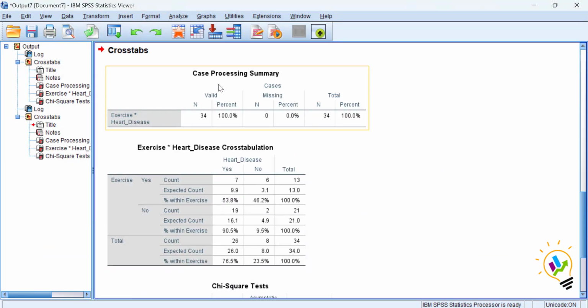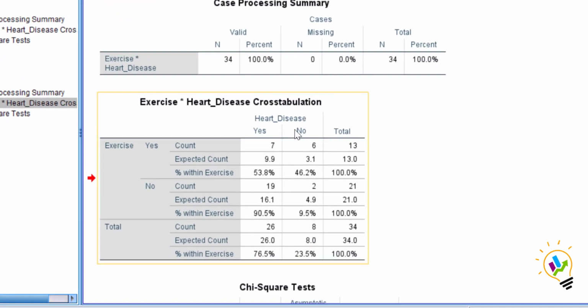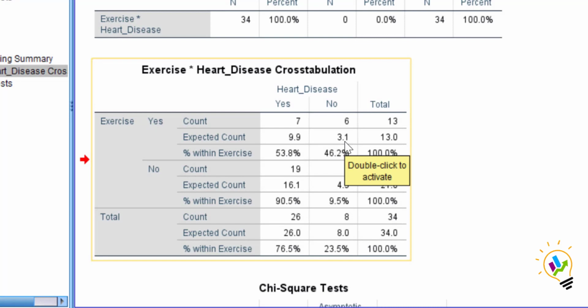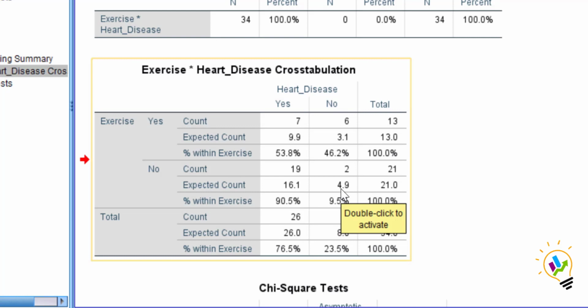Now you can see the output, the case processing summary. The total sample is 34. Now in this exercise and heart cross tabulation, you can see for expected count here you have 3.1. 3.1 means it is less than 5. When it is less than 5, we cannot use the chi-square test. We must use Fisher's exact test only. In the same way, you can see for the next one also, we have 4.9. The expected count must be more than 5. If it is less than 5, then you must use Fisher's exact test only.